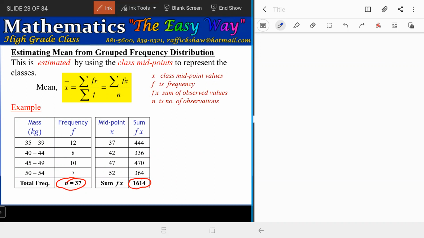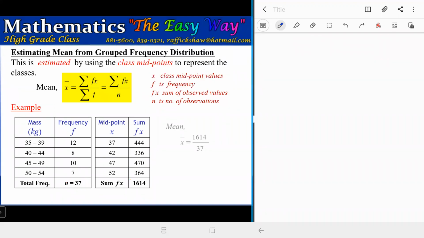So it means that the estimated mean mass is the sum of the mass of all the balls divided by the number of balls, which is 37. That's how you calculate, or estimate, the mean. See there?